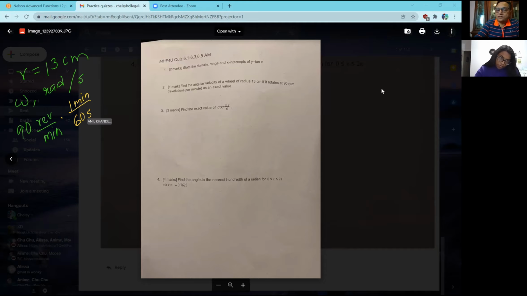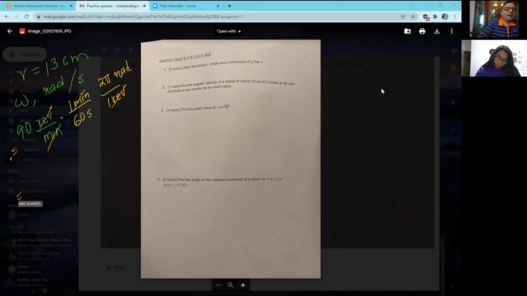As far as the revolution is concerned, one revolution is 2 pi radians. I have written revolution in the denominator since I want to cancel them out, right? I will cancel revolutions with revolutions, minutes with minutes. And what do I get?